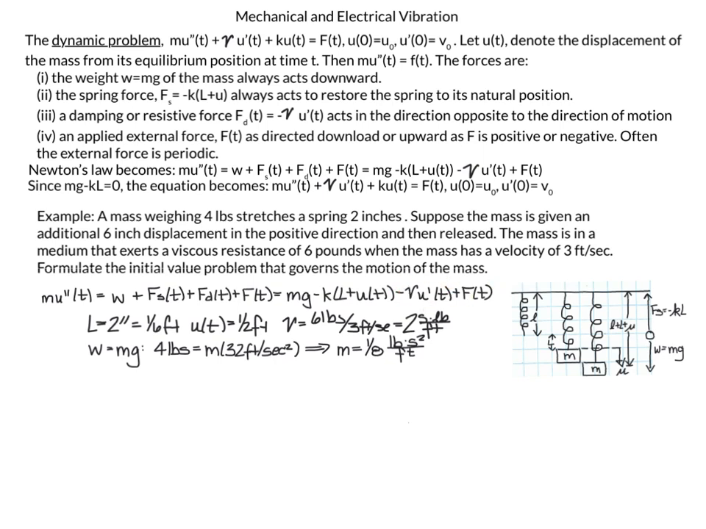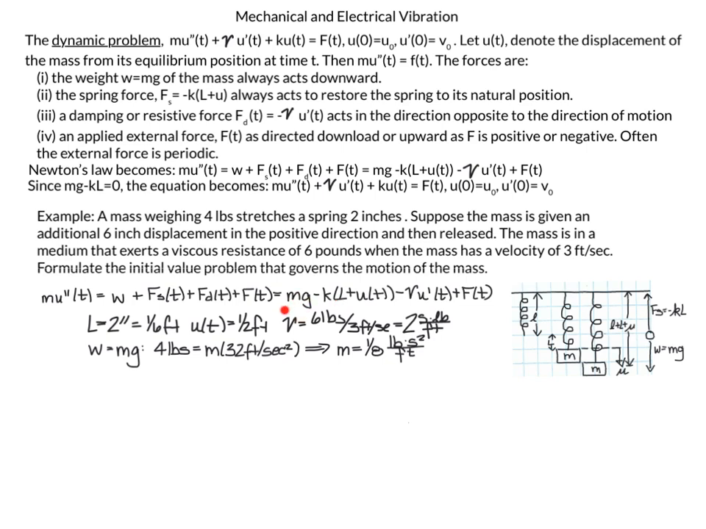So looking again at this picture, it says that the mass displaces the spring 2 inches. So that's my capital L. And I'm going to convert everything to feet. So that's 1/6 of a foot. And then we're given an additional 6-inch displacement from this diagram. That means that u is going to be our 6-inch displacement, which is half a foot.